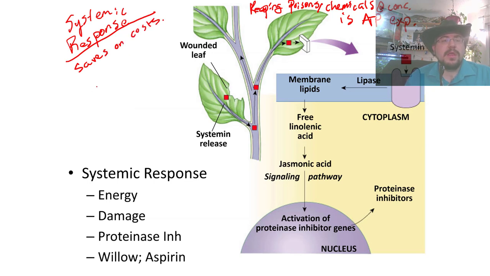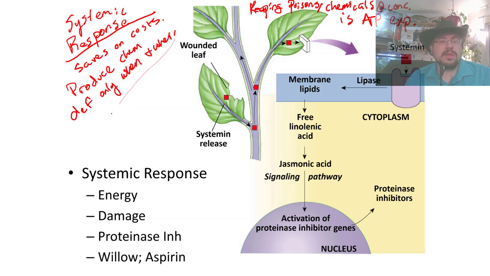Right? Rather than having a poison or other chemical concentration at defensive levels at all times in all parts of the plants, the systemic response is a way to basically not have any of it around until it's needed, right? So you produce your chemical defense only when and where it's needed. That's pretty cool. That gives you a pretty big cost savings.